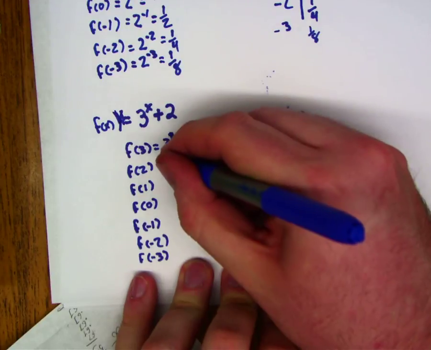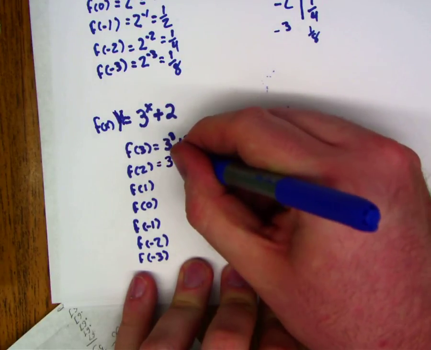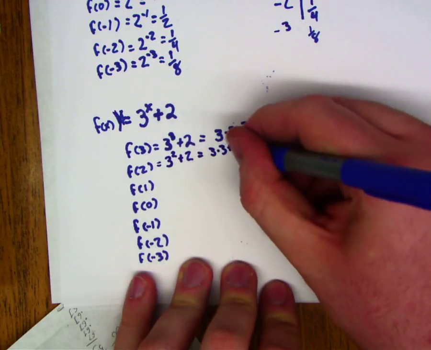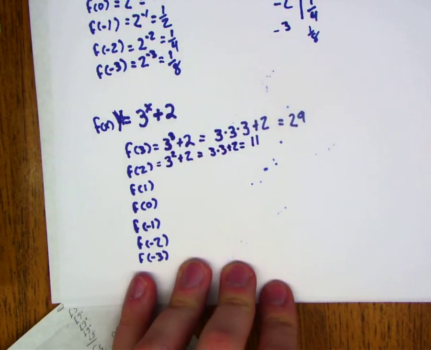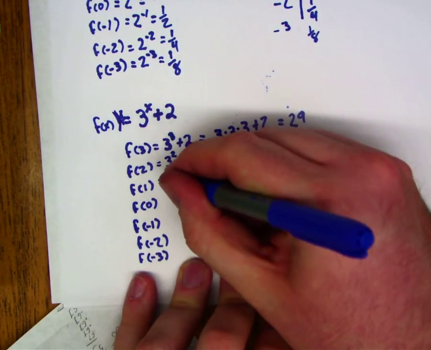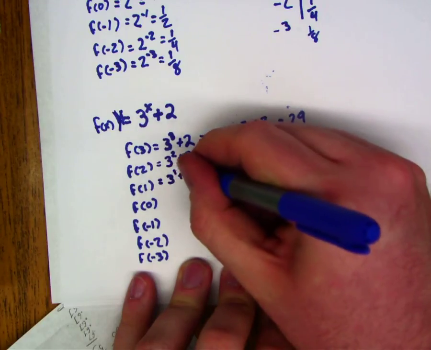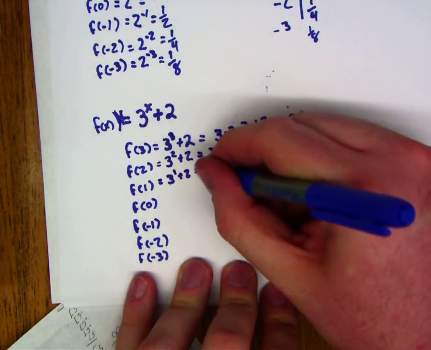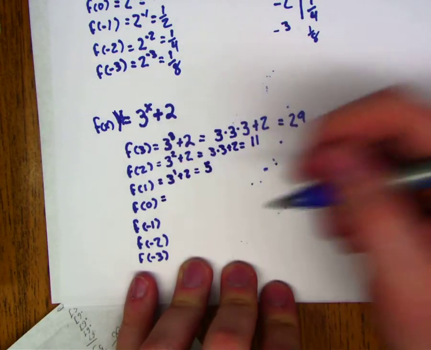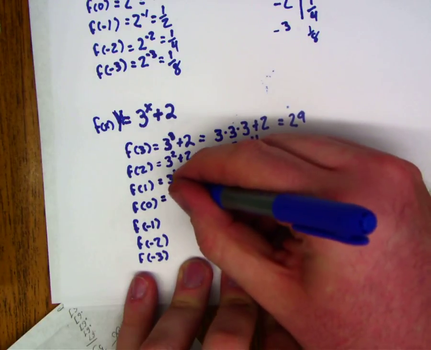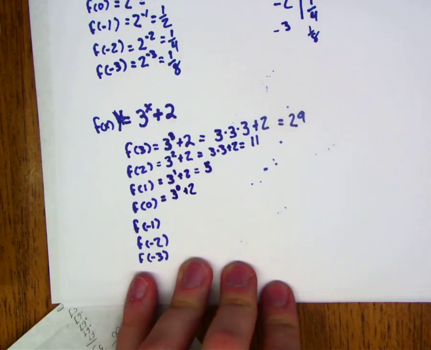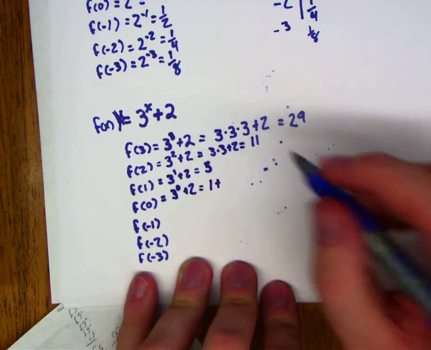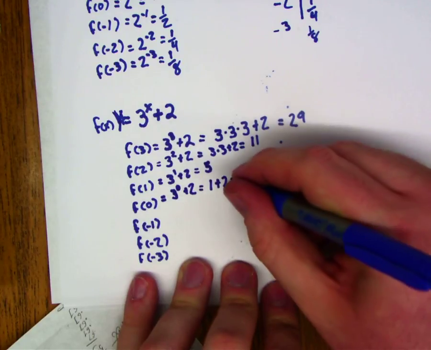Alright. So for f of 2, we got 3 squared plus 2, which is equal to 3 times 3 plus 2, which will give us 11. For f of 1, that's just 3 to the 1 plus 2, which 3 plus 2 just gives us 5. Alright. F of 0, it's going to be 3 to the 0 plus 2, which, for this one, just a quick friendly reminder, anything to the 0 power, that's just 1, plus 2 will give us 3.